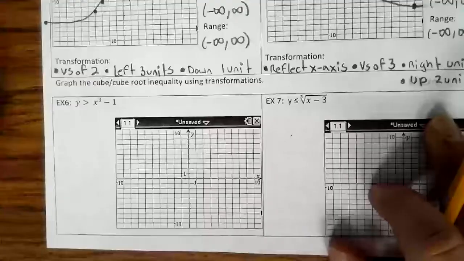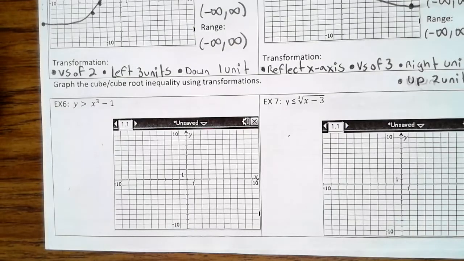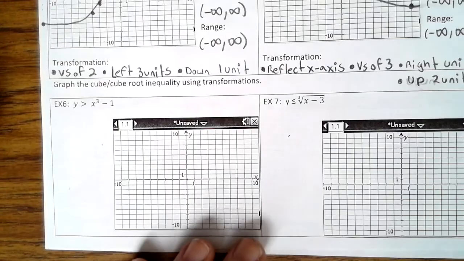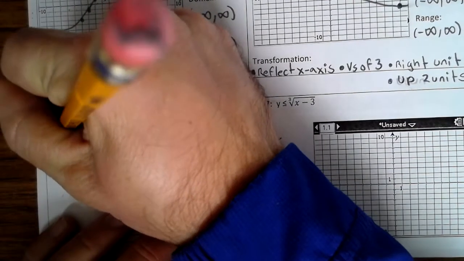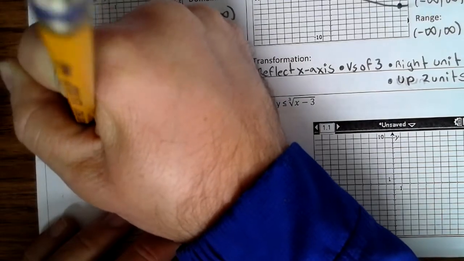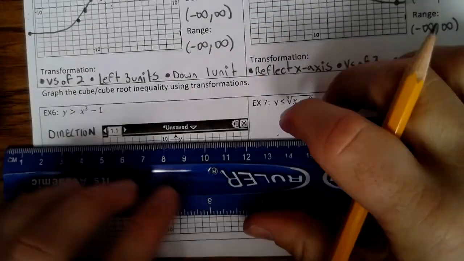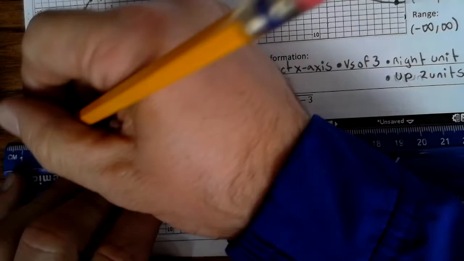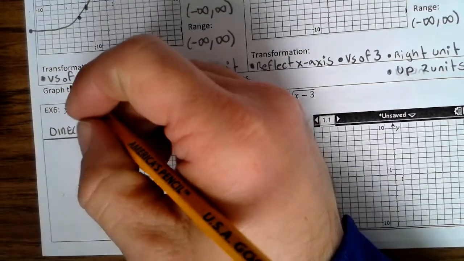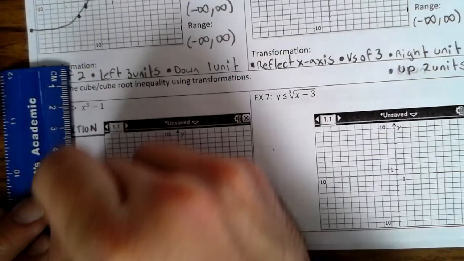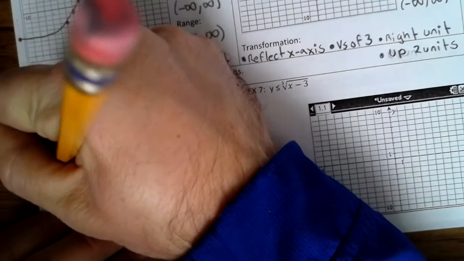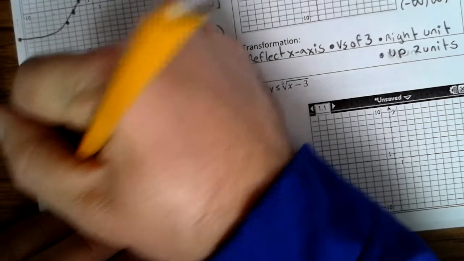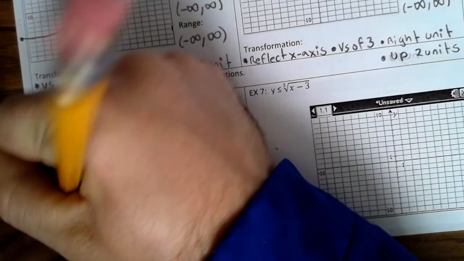All right. Example 6 and 7. Graph the cube root inequalities using transformation. So we graph by direction. Now for cube, we know that the directions are -2, -8, -1, -1, HK, 1, 1, 2, 8.